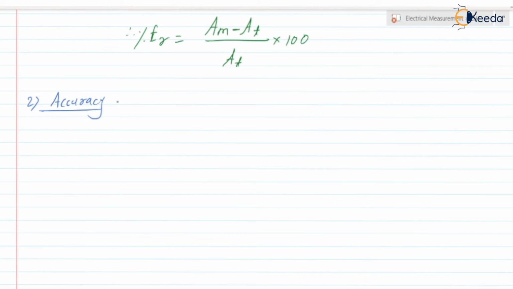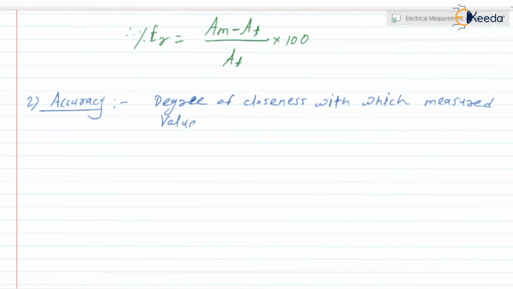Accuracy. Accuracy is nothing but the degree of closeness with which the measured value reaches the true value. So if the measured value is equal to the true value, then accuracy is 100% and error will be 0, right? So it is the degree of closeness with which the measured value reaches the true value.